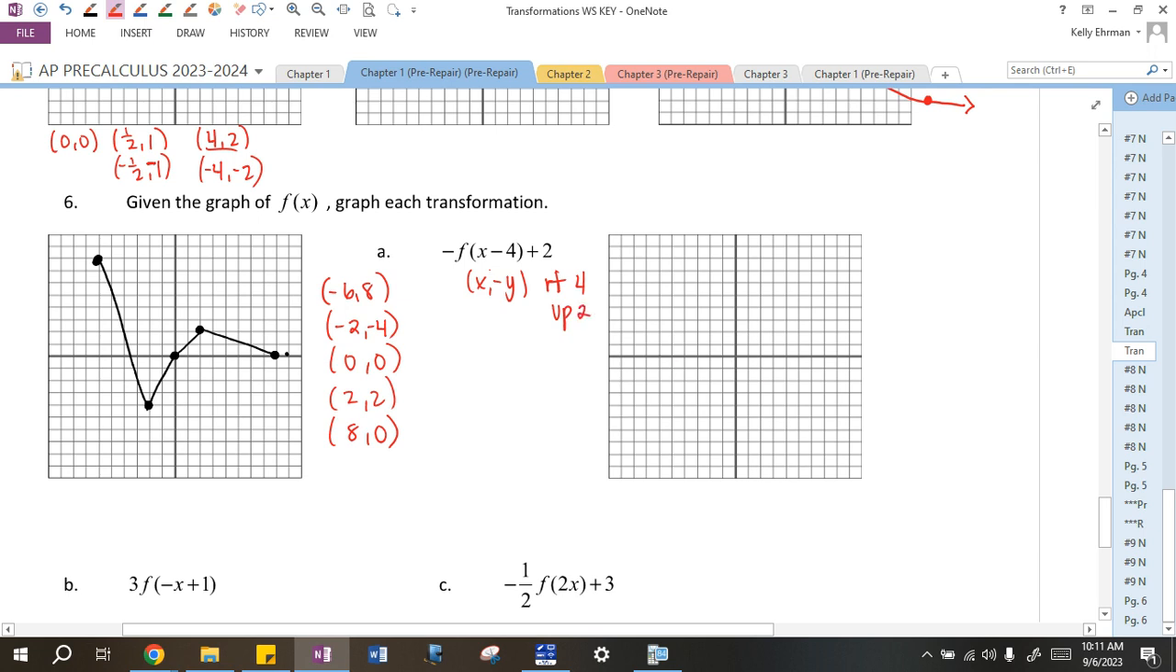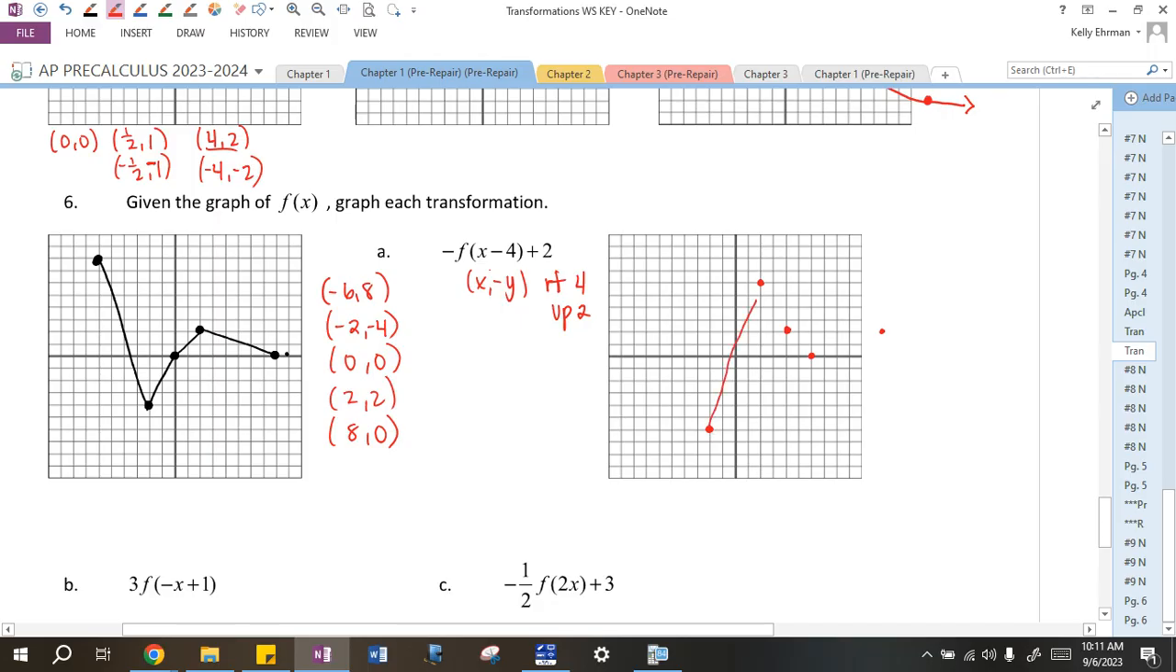So -6, -8, and then we go right 4 and up 2. And then we get -2, +4, and we go right 4 and up 2. 0, 0 stays that way, and then right 4 and up 2. 2, 2 becomes 2, -2, and then right 4 and up 2. 8, 0 stays that way, and then it goes right 4 and up 2.